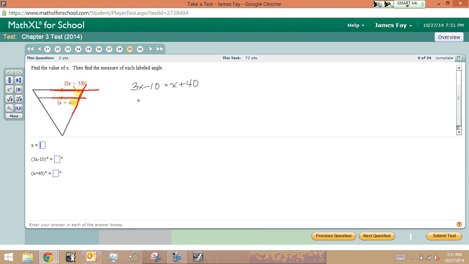Okay. Subtract x from both sides, you get 2x minus 10 equals 40. Add 10 to both sides, 2x is equal to 50. Then x is 25. Now, that would go there. Now they want 3x minus 10. Well, 3 times 25 is 75 minus 10 is 65. And this x plus 40 is also 65. The fact that those two things are the same should tell you that this equation was correct.